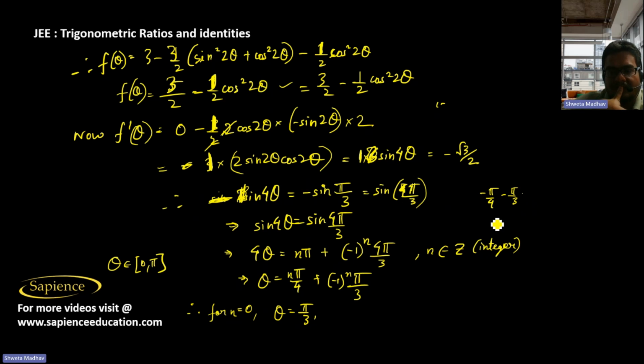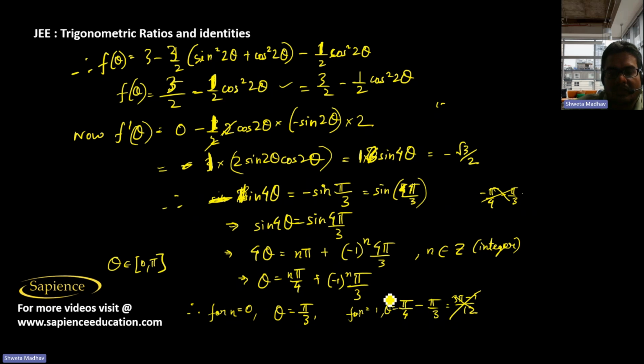We cannot take n equal to minus 1. Now for n equal to 1, we can take theta equal to pi by 4 minus pi by 3, that is equal to 12, 3 pi minus 4 pi. So this also we can't take since it is coming negative.